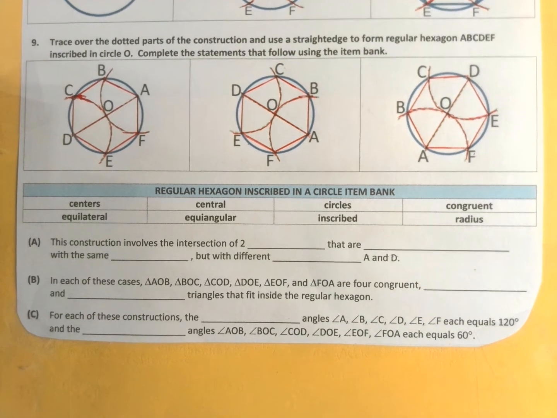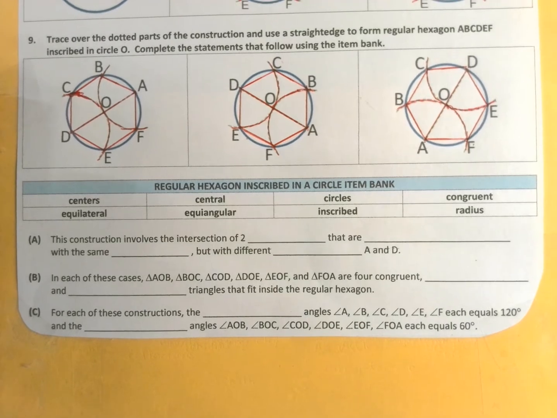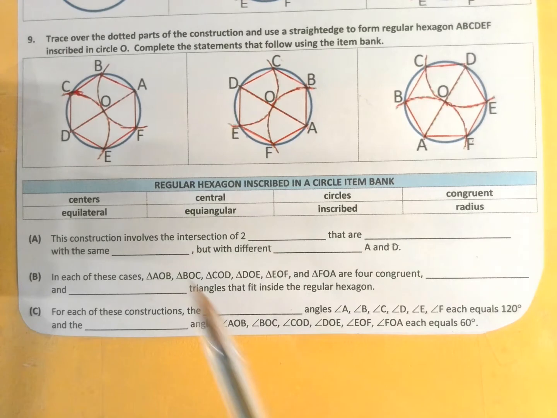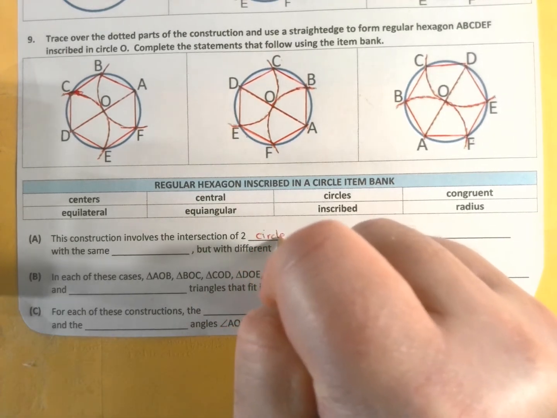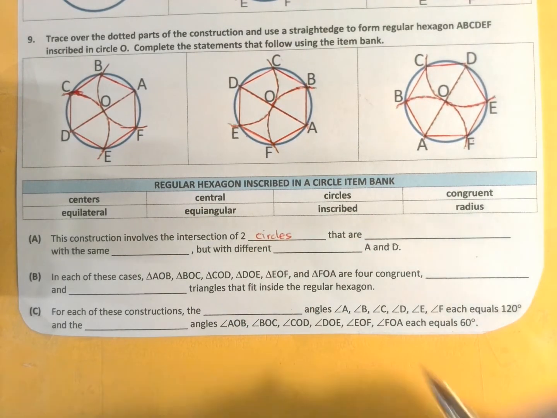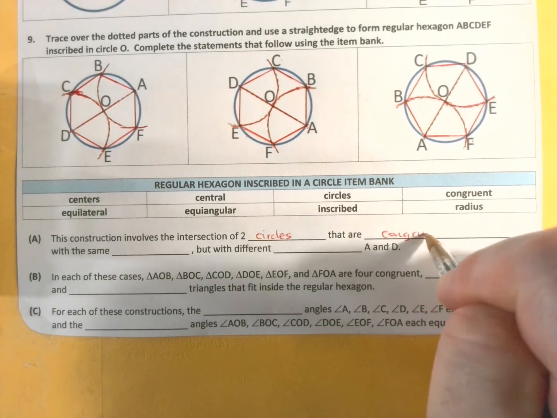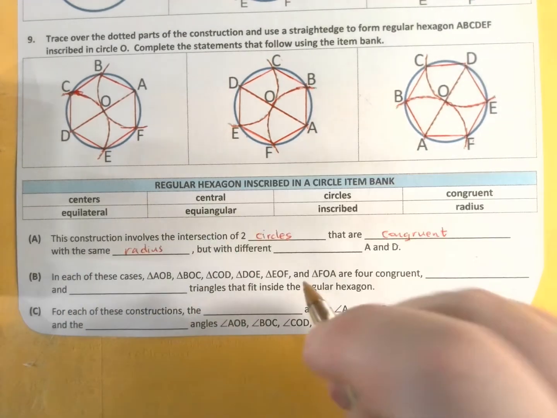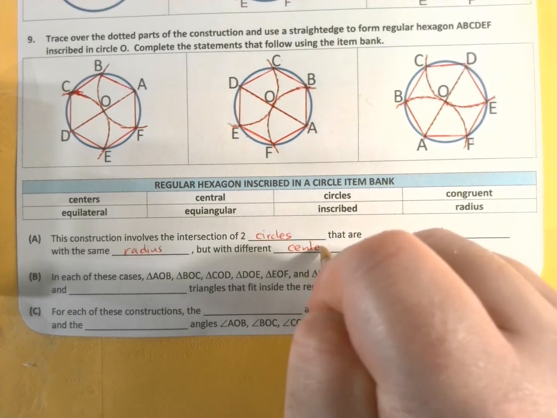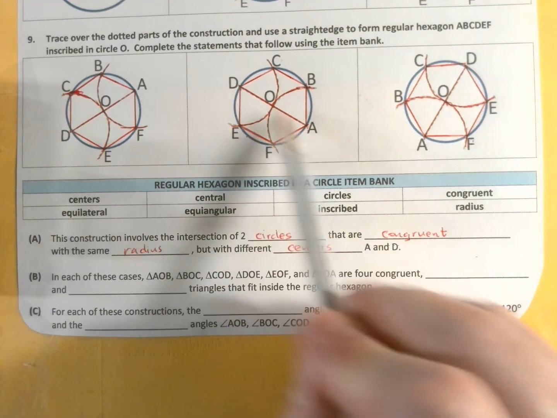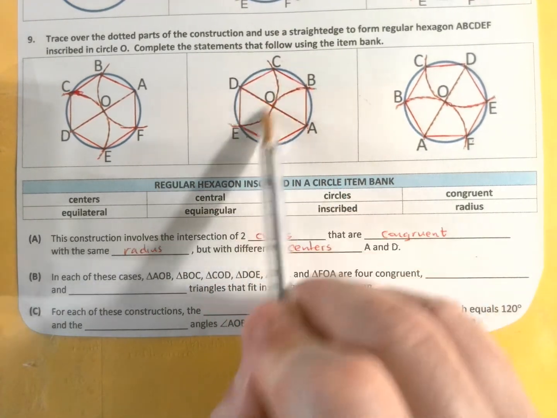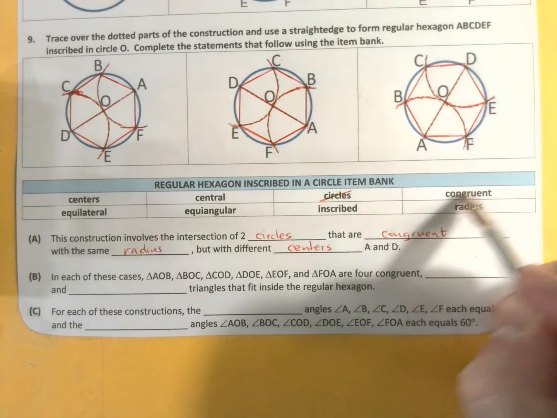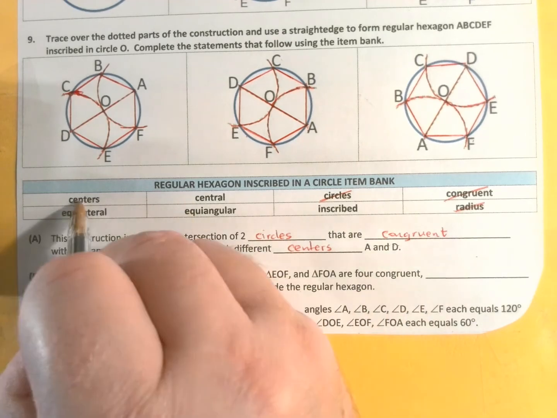So, looking at these fill in the blanks here, this construction involves the intersection, notice, of two circles. And these two circles are going to be congruent to each other. They're going to have the same radius, but they have different centers. And their centers are going to be A for this circle, and then D for this circle. So again, we have two congruent circles. They have the same radius, but they have different centers.